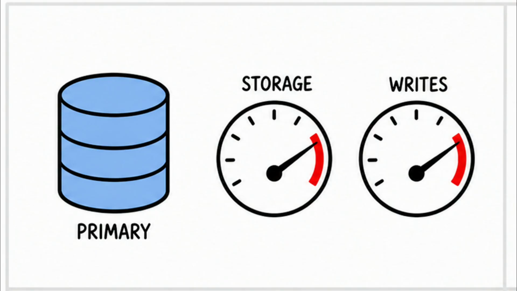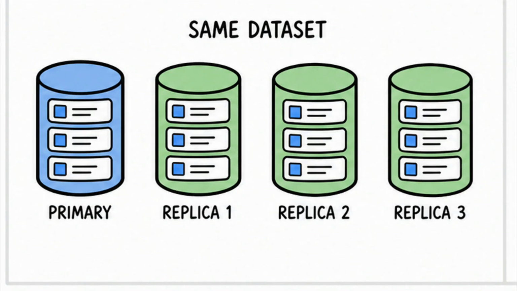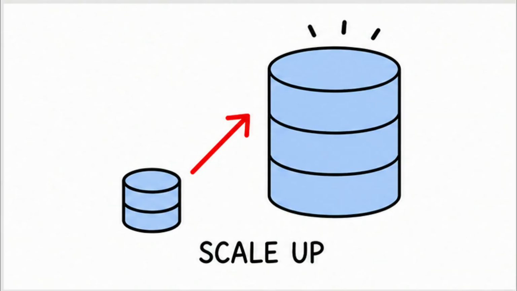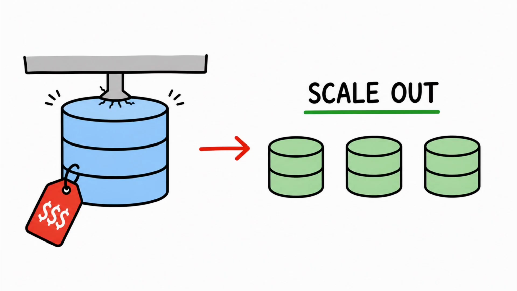If the primary database is approaching its storage or write capacity limit, read replicas cannot remove that limit. They copy the same dataset, while writes still depend on the primary database. As a first solution, we can give the primary database more processor capacity, memory, and storage through vertical scaling. But when one machine becomes too limited or expensive, we must scale the database horizontally.